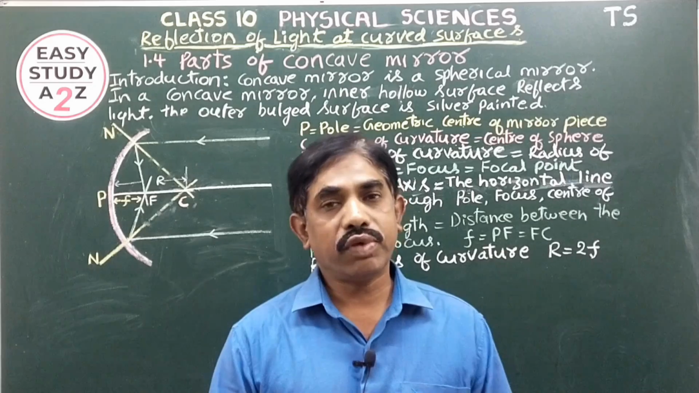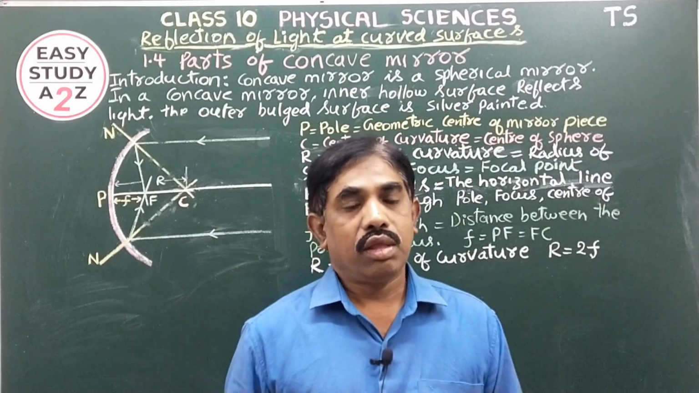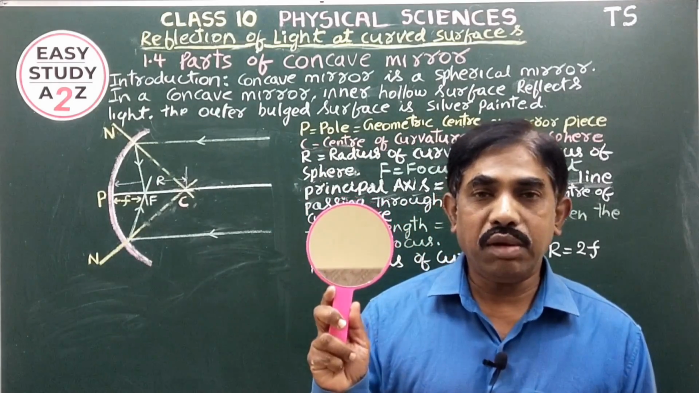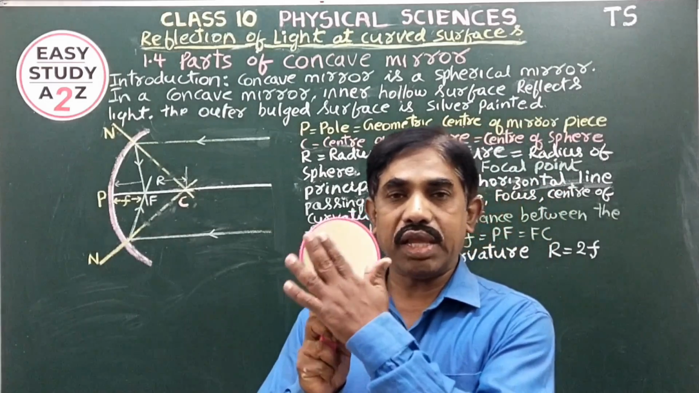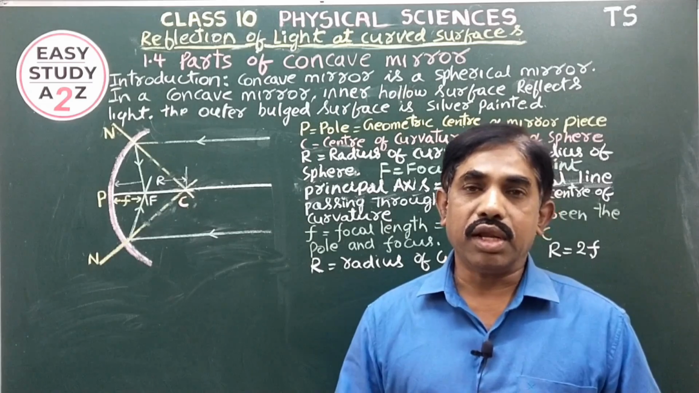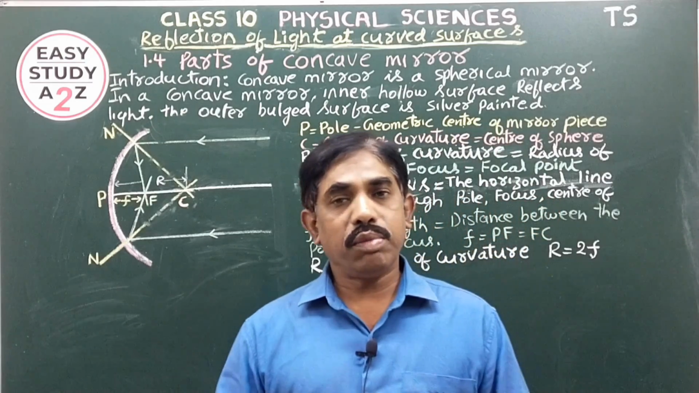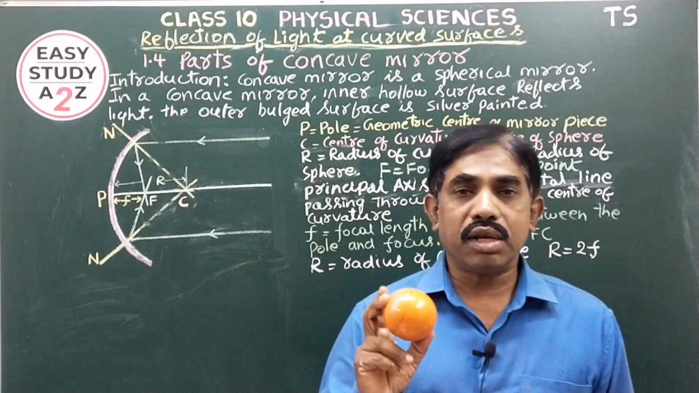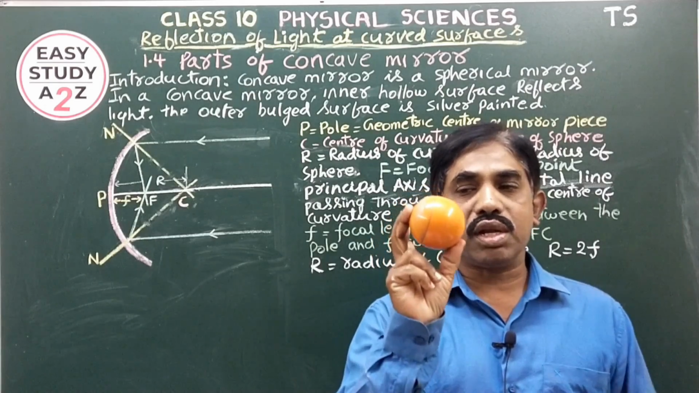1.4 Parts of a concave mirror. In a plane mirror, the surface is plane. In a concave mirror, the surface is not plane, it is spherical. A concave mirror is called a spherical mirror because it is a part of a sphere.